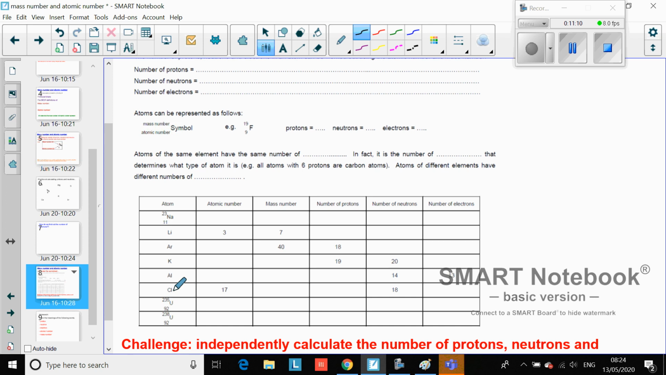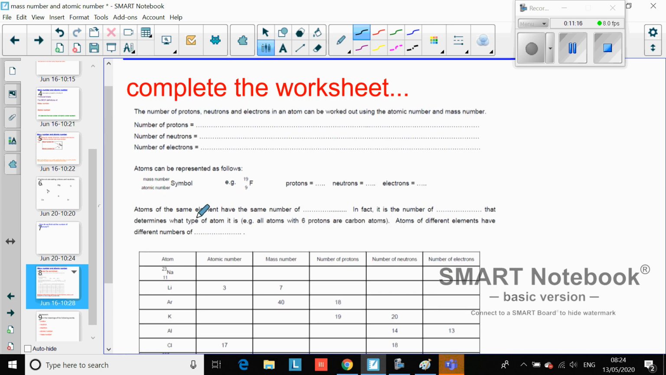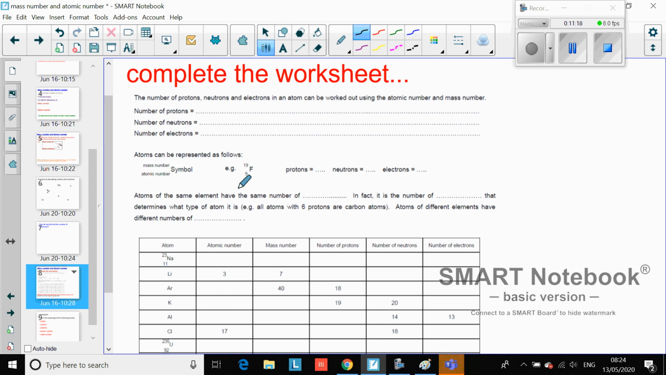This should probably take you about 10 minutes or so to fill this in. So you need to either download it from assignments, or you can just write the answers into your book if you're having trouble printing it out.